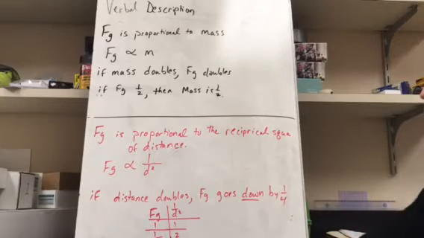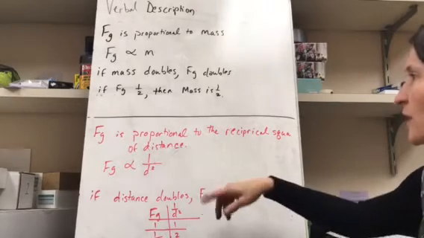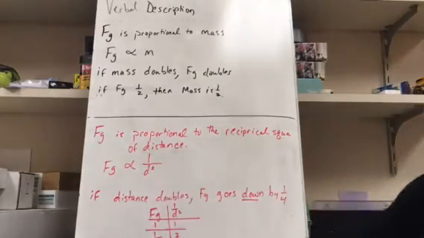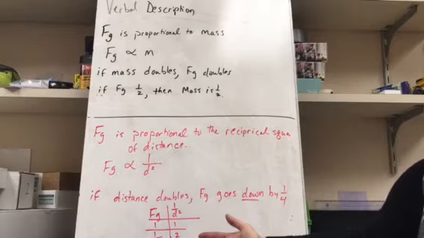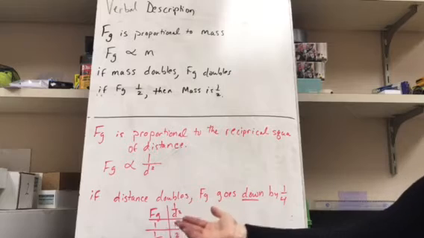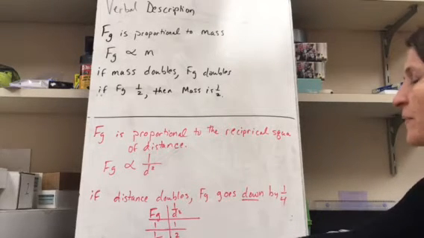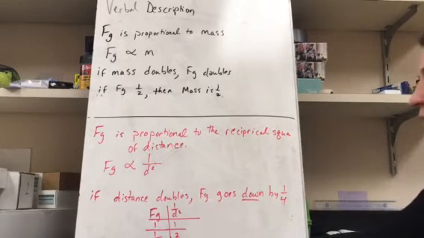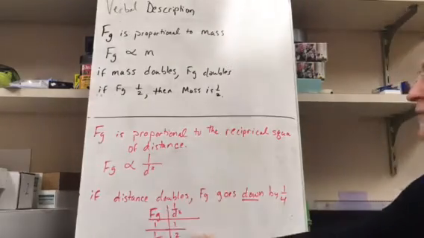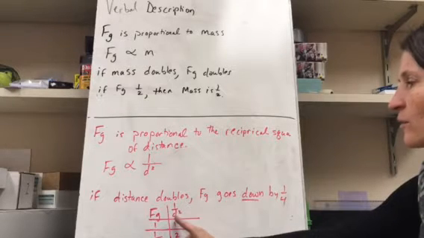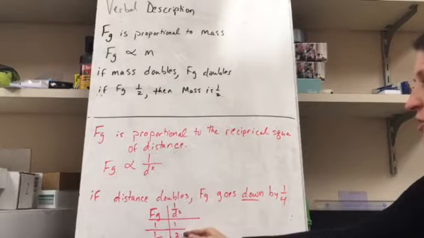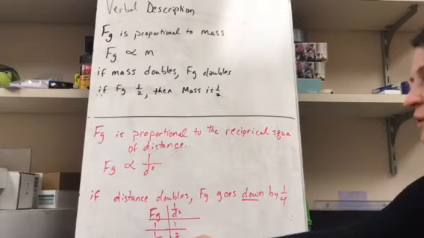The f of g and distance graph was a little bit different. This proportionality was to the reciprocal square, so f of g is proportional to 1 over d squared. If we double the distance, what happens to our weight? I set up a little data table to help me figure this out, and I put force of gravity is equal to 1 over distance squared, okay? So if d is 1, 1 over 1 squared is 1, so f of g is 1. Now if I double that to 2, then I have 1 over 2 squared, which is 1/4.